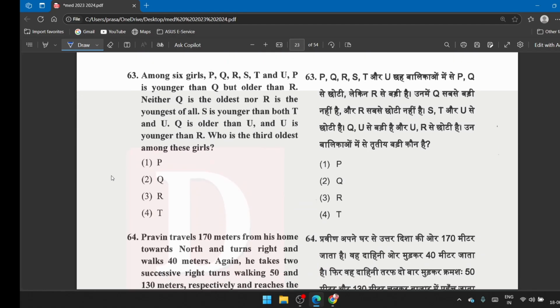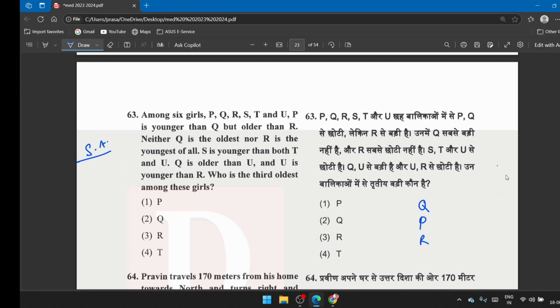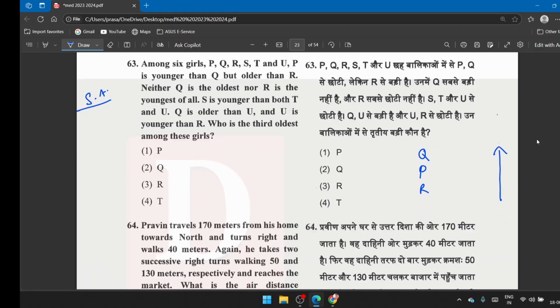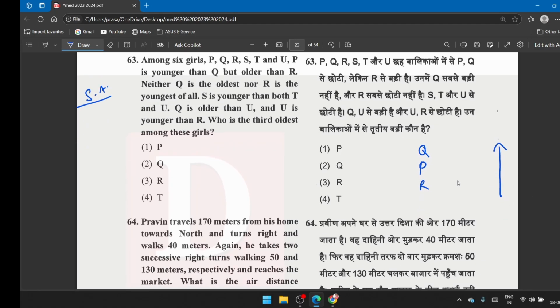Among 6 girls, P, Q, R, S, T, U. This is also a question of sitting arrangement. P is younger than Q, but older than R. Clear? P is younger than Q, but older than R. But Q is not the oldest.